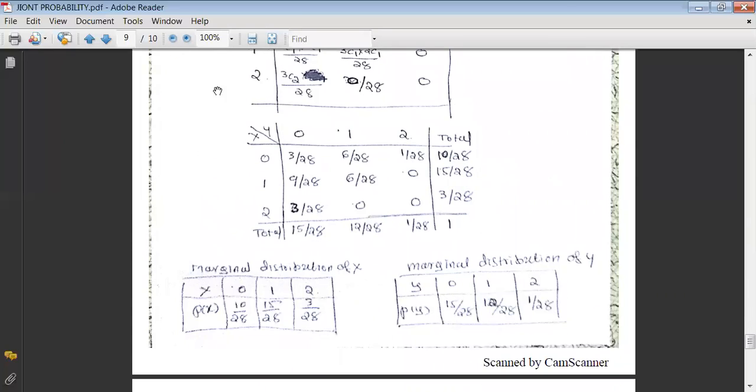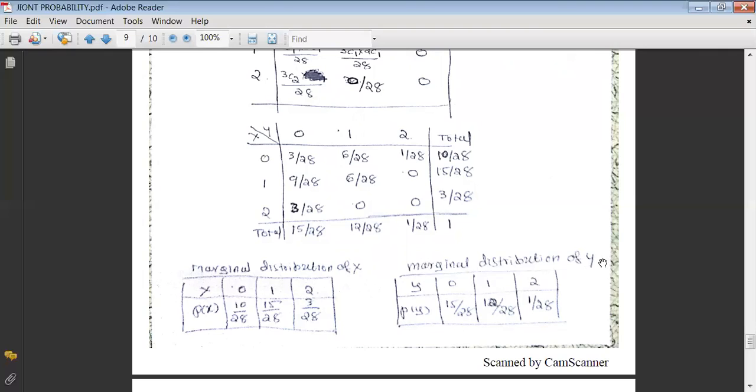Now, once we get each row total as well as each column total, we can calculate the marginal distribution. Let us write the marginal distribution of x. x takes the values 0, 1, 2, and the probabilities are nothing but the totals in front of those values. They are the values taken by x, and the corresponding probabilities are 10 by 28, 15 by 28, 3 by 28. They are the row totals.